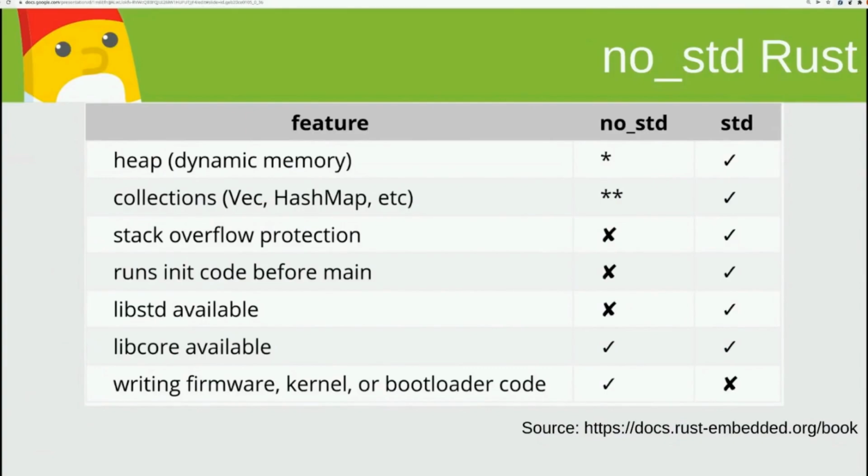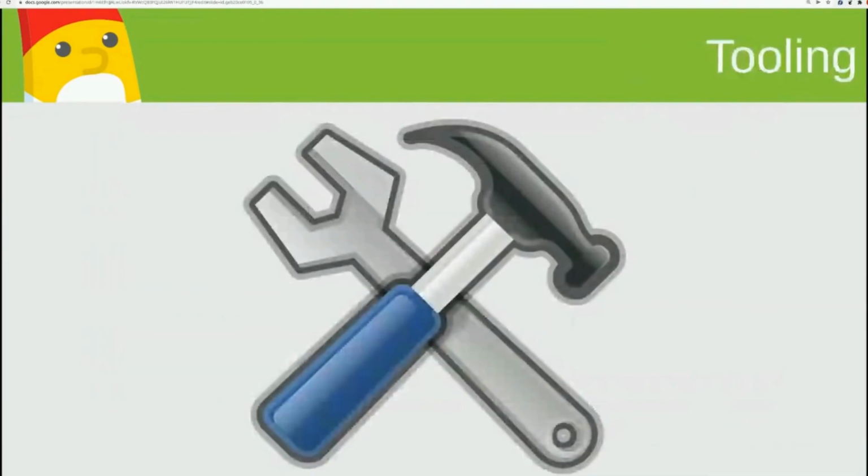There are replacements for the standard collections where you declare how many items you're going to put in your vector before your program runs. That's fine, but you can also waste space. But that mode is really ideal for writing firmware, kernels, or bootloader code, where you want a minimal footprint. And more for microcontrollers, of course, which is the whole point of this workshop, really.